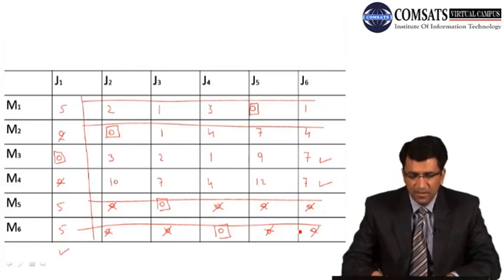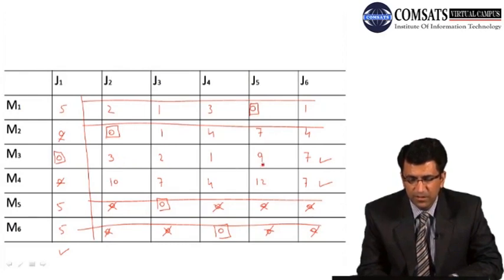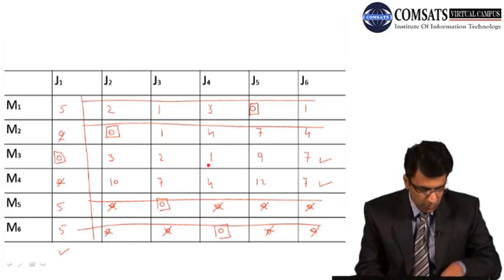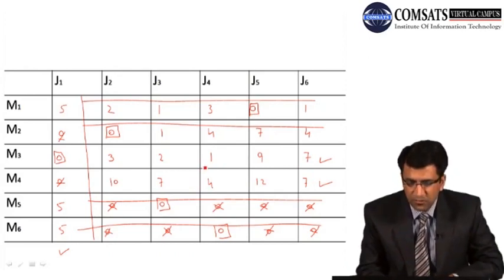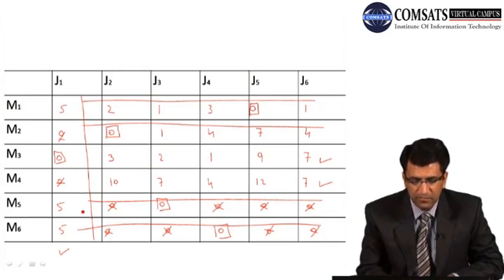So after these lines class, again you'll have to find the minimum number from those numbers through which no line is passed. You can see that out of these numbers, that is 3, 2, 1, 9, 7, 10, 7, 4, 12, 7, no line is passed. You'll have to find the minimum number out of that, and you can see the minimum number is 1. So what we will do, we will subtract this 1 from all of these numbers through which no line is passed. We will add this number 1 to the points of intersection of the lines, that is this one and this one and this one and this one.